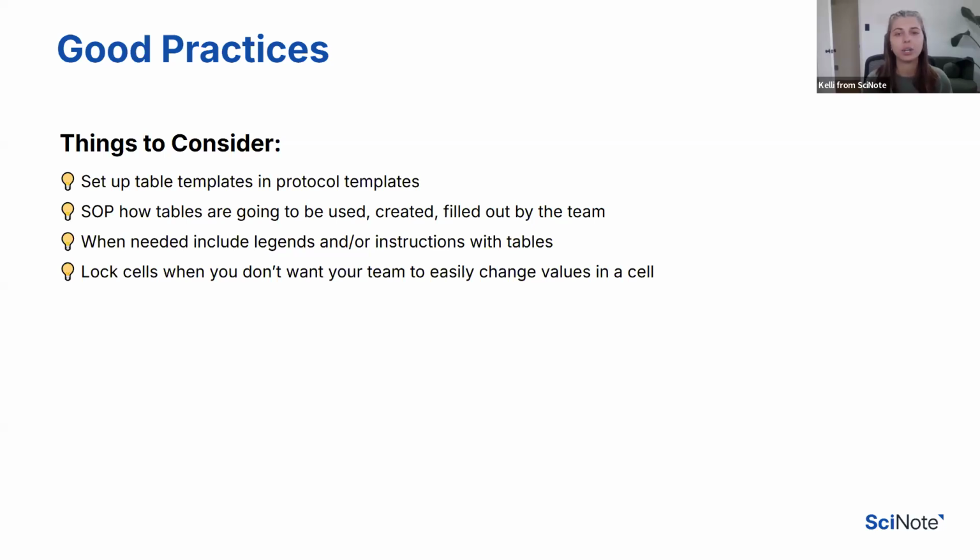Lastly, like Alenka showed in, I think, one of her earlier use cases, lock cells when you don't want your team to easily change the value in the table. Having formulas locked will reduce the chance of mistakes or something simple happening accidentally. Just go in there and lock it. Then if they need to unlock it, it takes one additional step to go in and unlock it. So it's going to reduce those mistakes.